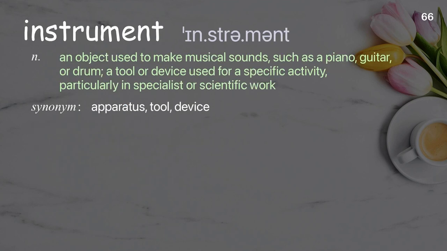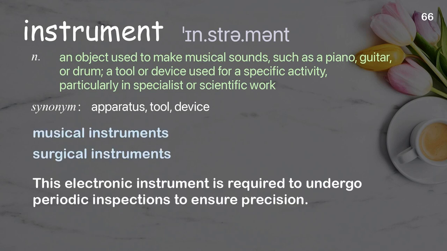Instrument. An object used to make musical sounds, such as a piano, guitar, or drum; a tool or device used for a specific activity, particularly in specialist or scientific work. Examples. Musical instruments. Surgical instruments. This electronic instrument is required to undergo periodic inspections to ensure precision.